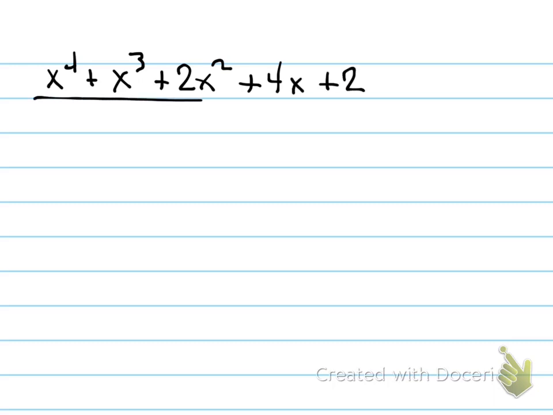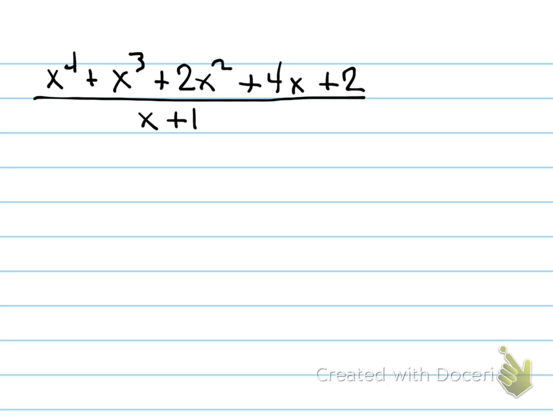Let's look at another one. X to the fourth plus x to the third plus 2x squared plus 4x plus 2, all divided by x plus 1. Oops, sorry about that, but here it is. Now, the top one is f of x, the bottom one is d of x.